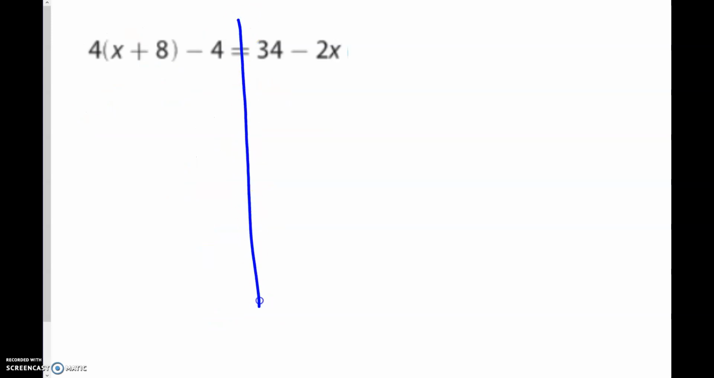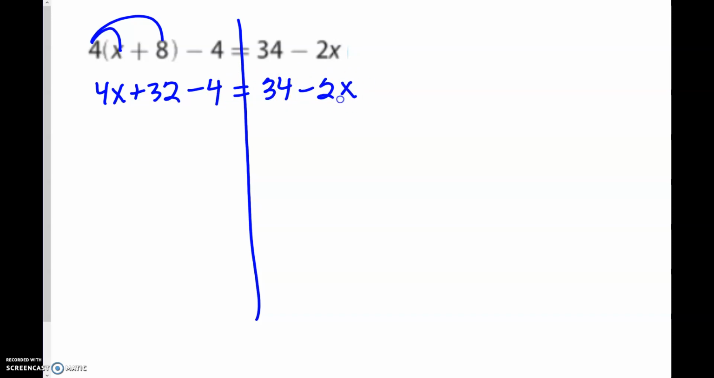Distribute. Hopefully you guys are getting the hang of this. So let's get this distributing. 4 times x and 4 times 8. So we have 4x plus 32 minus 4. We still have our 34 minus 2x.